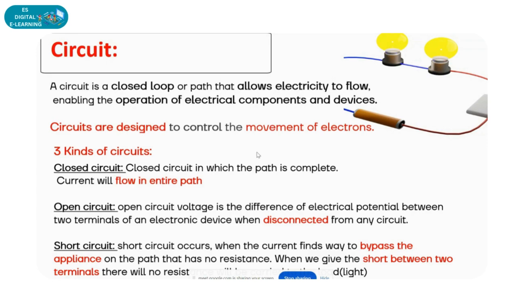In case a short circuit happens in the switch wire, what will happen? The entire bulb, fan, LED, anything that we connected will go away. So in that case, what should we do?